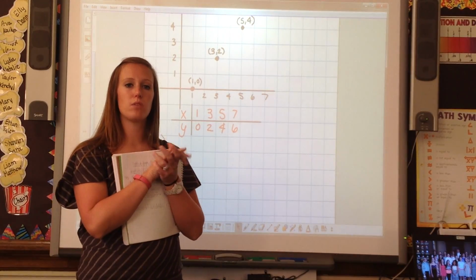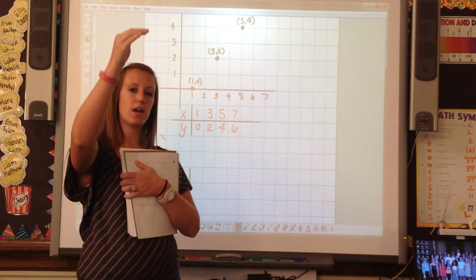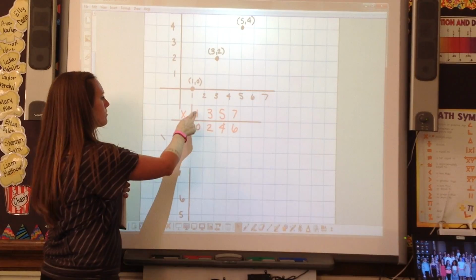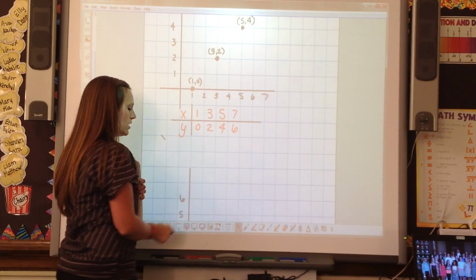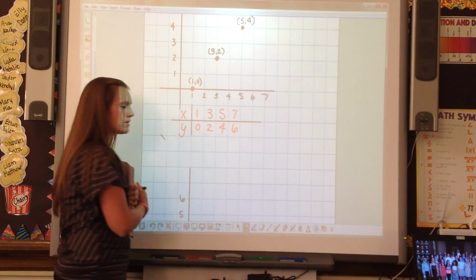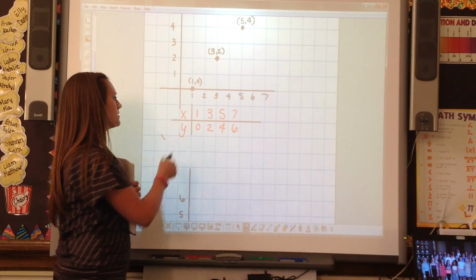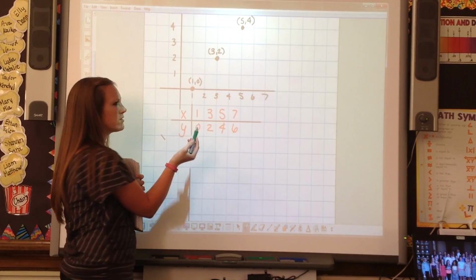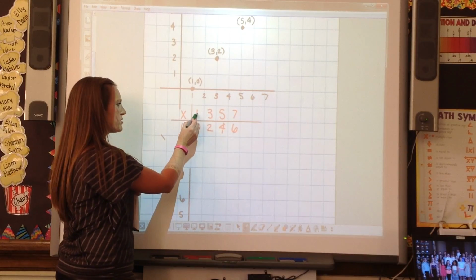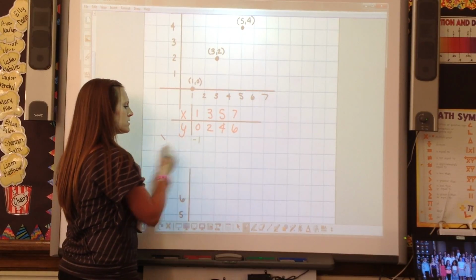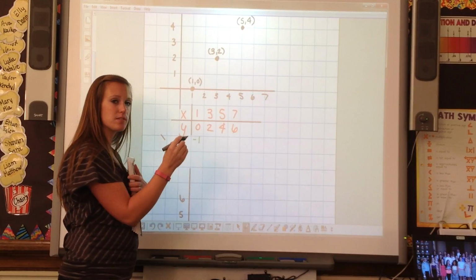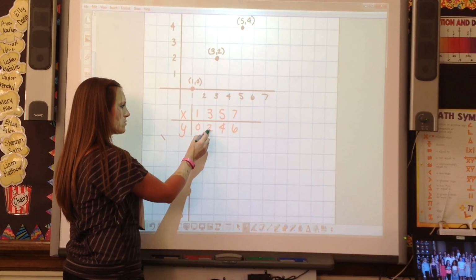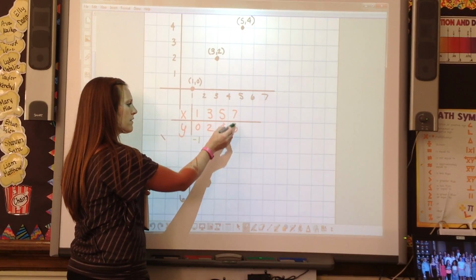Alright, so my goal is to write a rule. I'm trying to figure out how do I go from the x's to the y's. How do I go from here to here, here to here, here to here? And sometimes it's going to take a little bit of guessing to figure it out. Hopefully this one's pretty easy. My only option really, well, there's more than one option, but I think the most obvious option is subtracting 1. Now I'm going to check to see if it works for the rest. 1 minus 1 is 0, 5 minus 1 is 4, 7 minus 1 is 6.